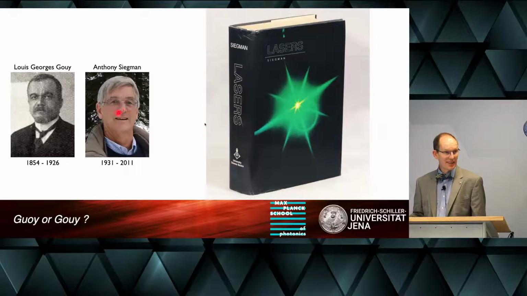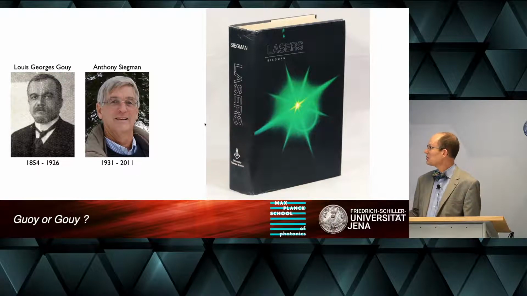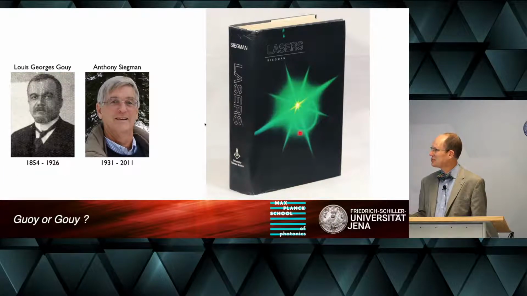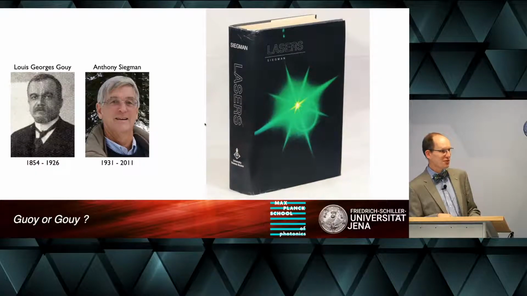Anthony Siegman, a famous laser physicist who wrote a famous book on lasers. Yeah, so here you see an old copy. He introduced an alternative way of writing Gouy. And everybody who read this book, and there were many physicists reading this book, followed his example and also wrote it the wrong way.